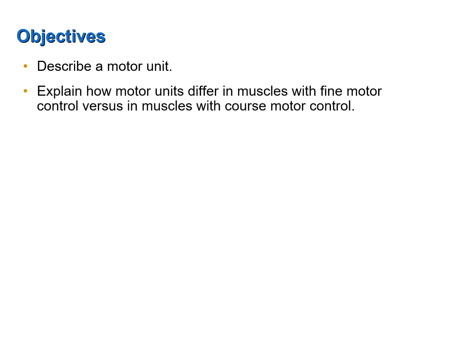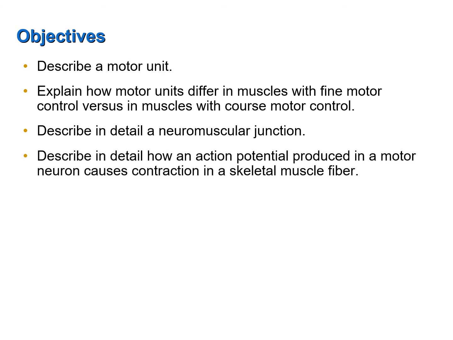Let's now review the objectives of this screencast. Describe a motor unit. Explain how motor units differ in muscles with fine motor control versus in muscles with coarse motor control. Describe in detail a neuromuscular junction. Describe in detail how an action potential produced in a motor neuron causes contraction in a skeletal muscle fiber. And lastly, describe how a skeletal muscle fiber relaxes.